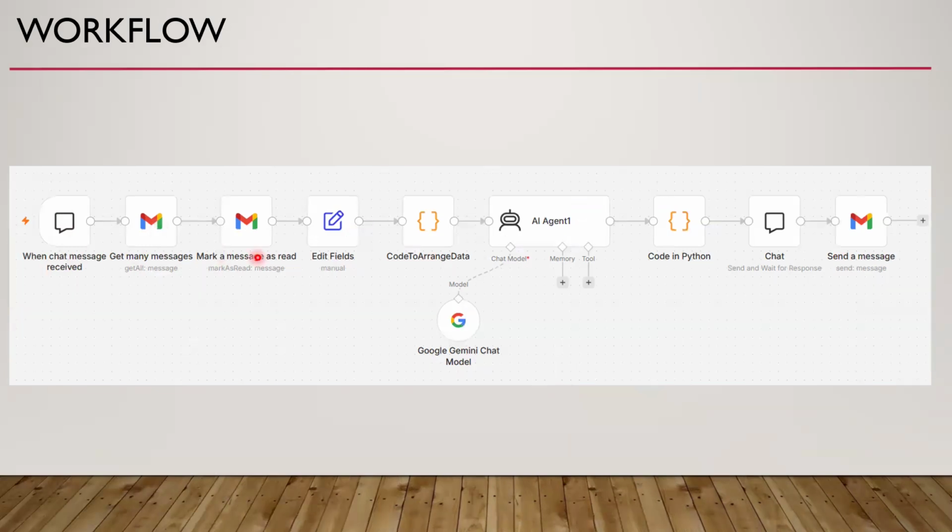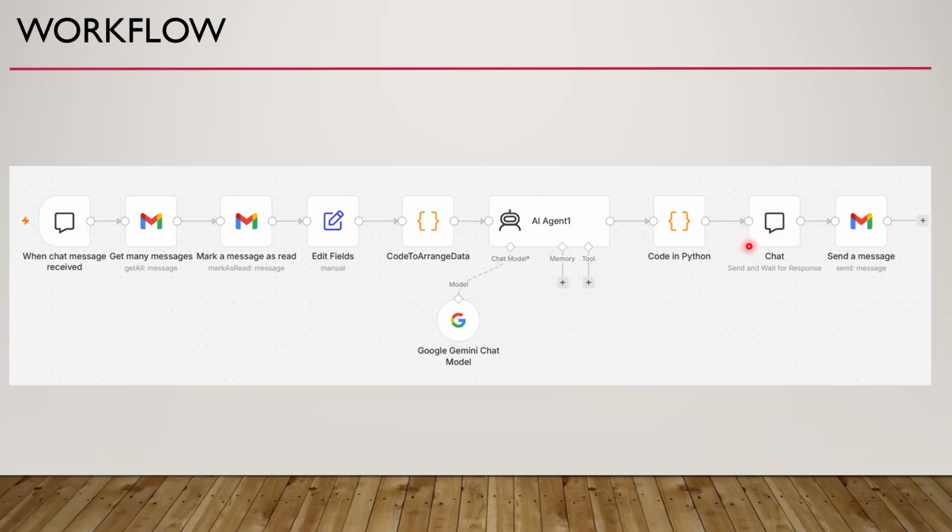We mark the message as read. This is the edit field, which should be in proximity to the code node. This is the AI agent and the chat model. This is again the code node to format the output of the AI agent.